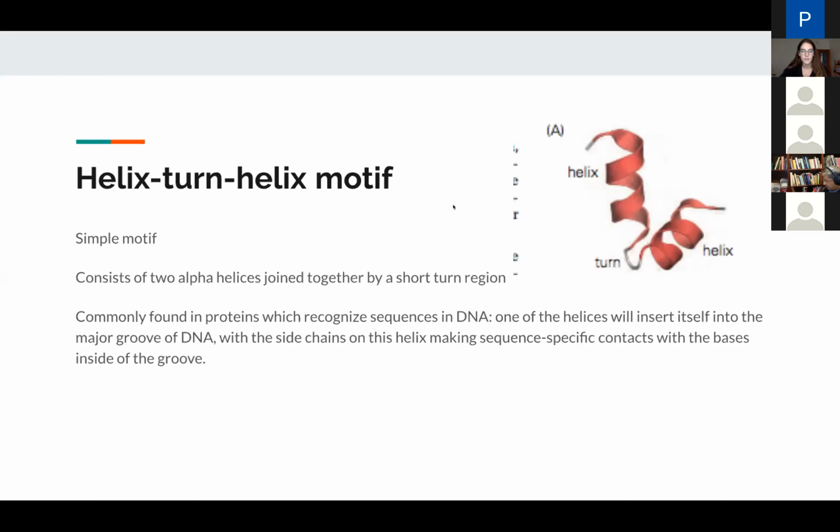This is the first one, the helix turn helix motif. It's probably one of the simpler motifs that we would learn in this class. It basically consists of two alpha helices joined together by a short turn region, which would just be a few amino acids. You can see from the drawing, it's pretty much exactly what you would think from the name of the motif. This motif is commonly found in proteins that recognize DNA sequences, because one of the helices can insert itself into the major groove of DNA, and the side chains on that helix will make sequence-specific contact with the bases that are inside of the groove.